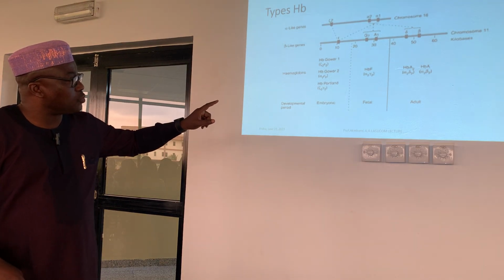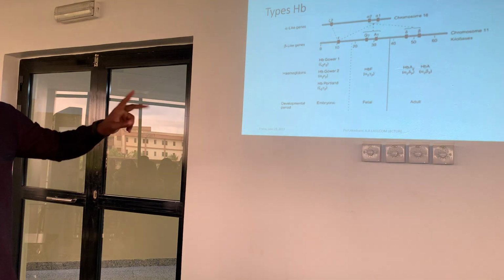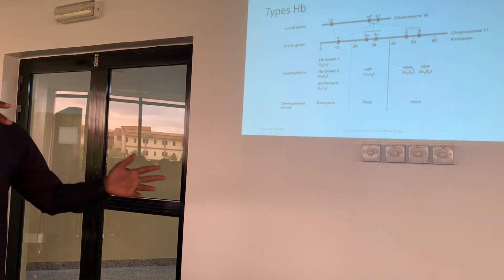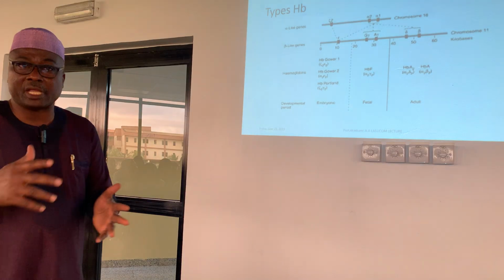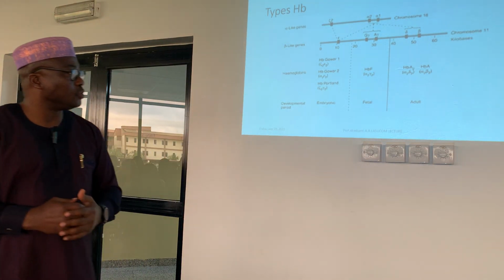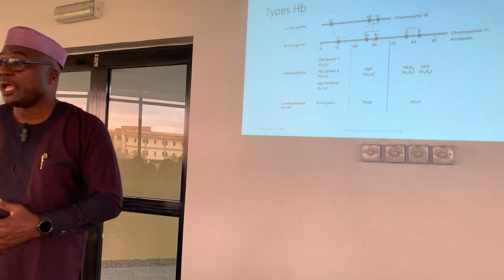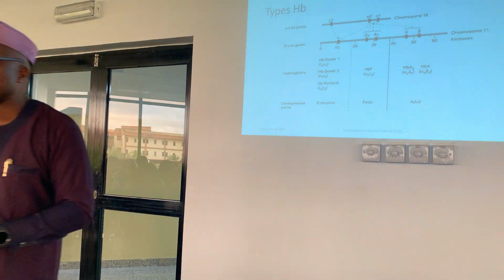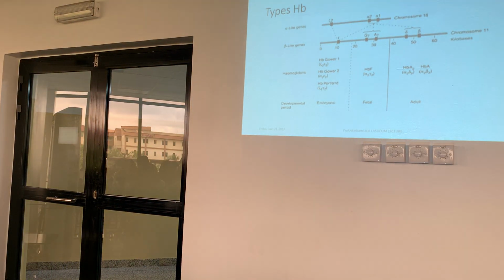Hb Gower 2 is alpha 2 and epsilon 2. So it's either alpha or alpha-like, and beta or beta-like. Then Hb Portland is zeta 2, gamma 2. So these are the embryonic hemoglobins. After this phase, they are gradually replaced by hemoglobin F.